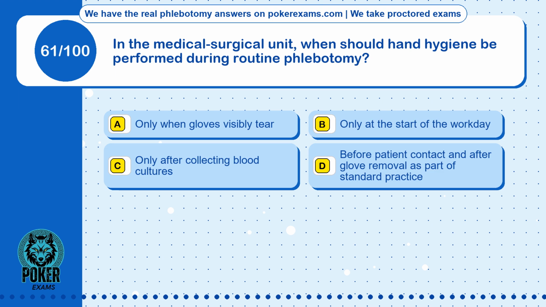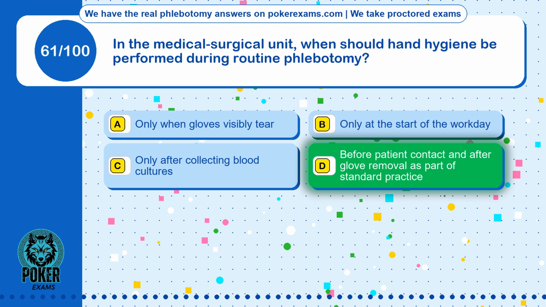Question 61. In the medical surgical unit, when should hand hygiene be performed during routine phlebotomy? Option A. Only when gloves visibly tear. Option B. Only at the start of the workday. Option C. Only after collecting blood cultures. Option D. Before patient contact and after glove removal as part of standard practice.